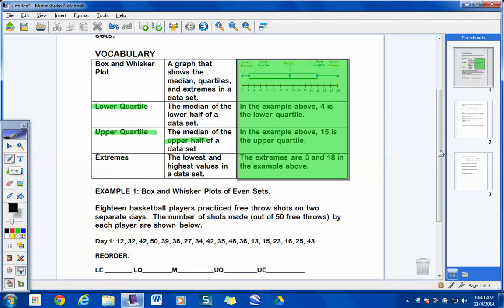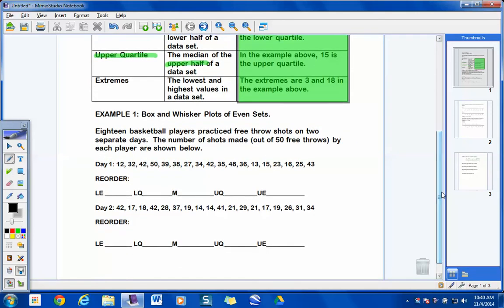Notice in example 1, it says, construct a box and whisker plot of what kind of sets here? What kind of a set am I talking about? Even. It's an even set, okay? When I say even set, that means there's an even amount of data in the set, all right? So right down here, this example says the following. It says 18 basketball players practice free throw shots on 2 separate days, all right? It says the number of shots made out of 50 by each player is shown below. Our job here is for the following, day 1, day 2.